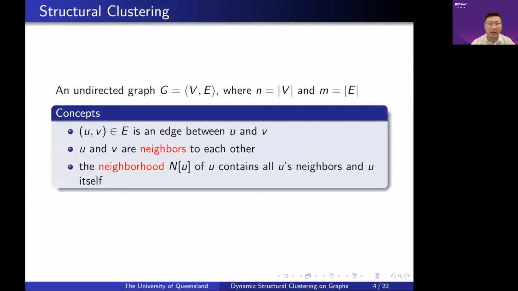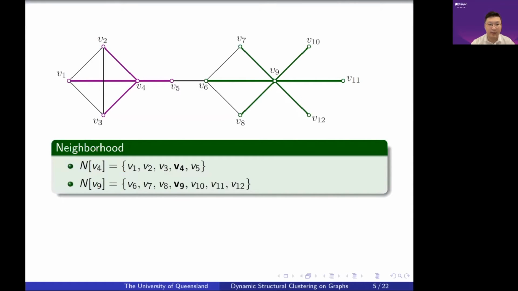Structural clustering works on an undirected graph G, where n is the number of vertices and m is the number of edges. We use uv to denote an edge between vertices u and v, and u and v are called neighbors of each other. We define the neighborhood N(u) of a vertex u to be a set that contains all of u's neighbors and u itself. Here is an example. The neighborhood of vertex V4 contains vertices V1 to V5, and the neighborhood of vertex V9 contains vertices V6 to V12.